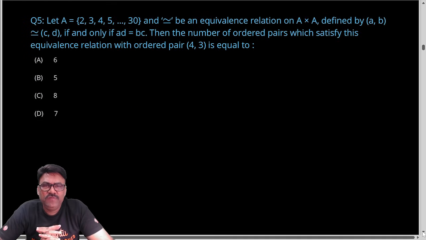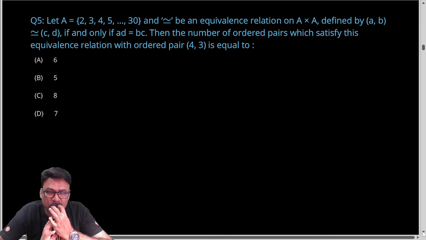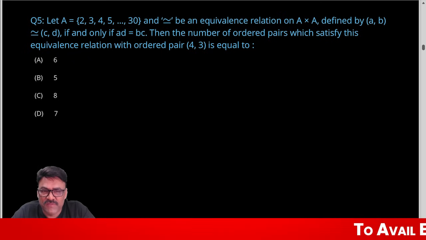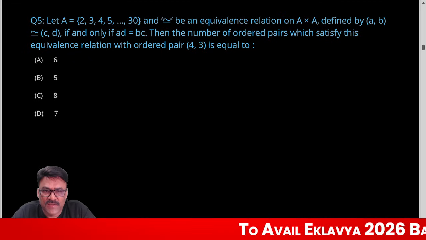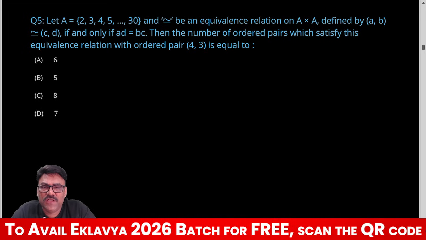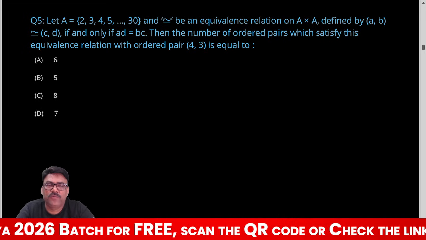So the next question is based on relations. You are given an equivalence relation here, and AB is related with CD if AD is equal to BC. Then how many ordered pairs which satisfy this equivalence relation are related with 4, 3? So simply they are asking how many pairs will be related with 4, 3.